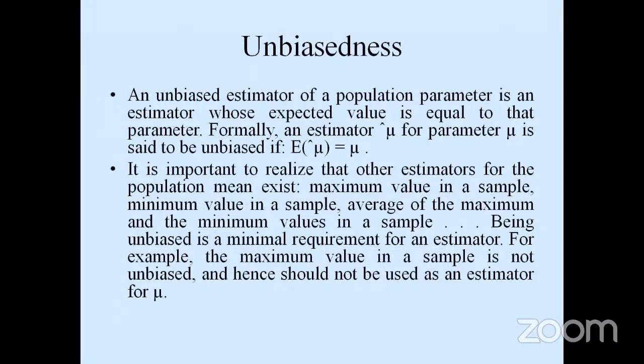The concept of unbiasedness is concerned with the relationship between the true value of the parameter and the mean of all possible values of an estimator. It is important to realize that other estimators for a population mean exist, that is the mean value in a sample, minimum value in a sample, maximum value in a sample, and the average of the maximum and minimum value in the sample. Being unbiased is a minimal requirement for the estimator. For example, the maximum value in the sample is not unbiased and hence should not be used as an estimator for mu.